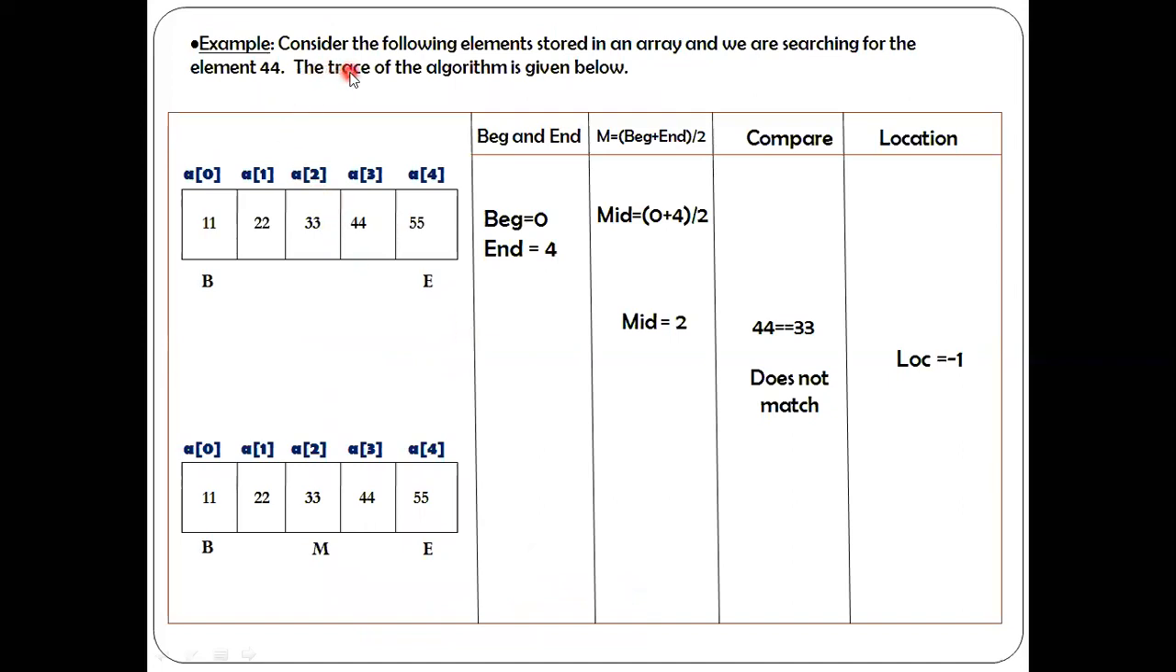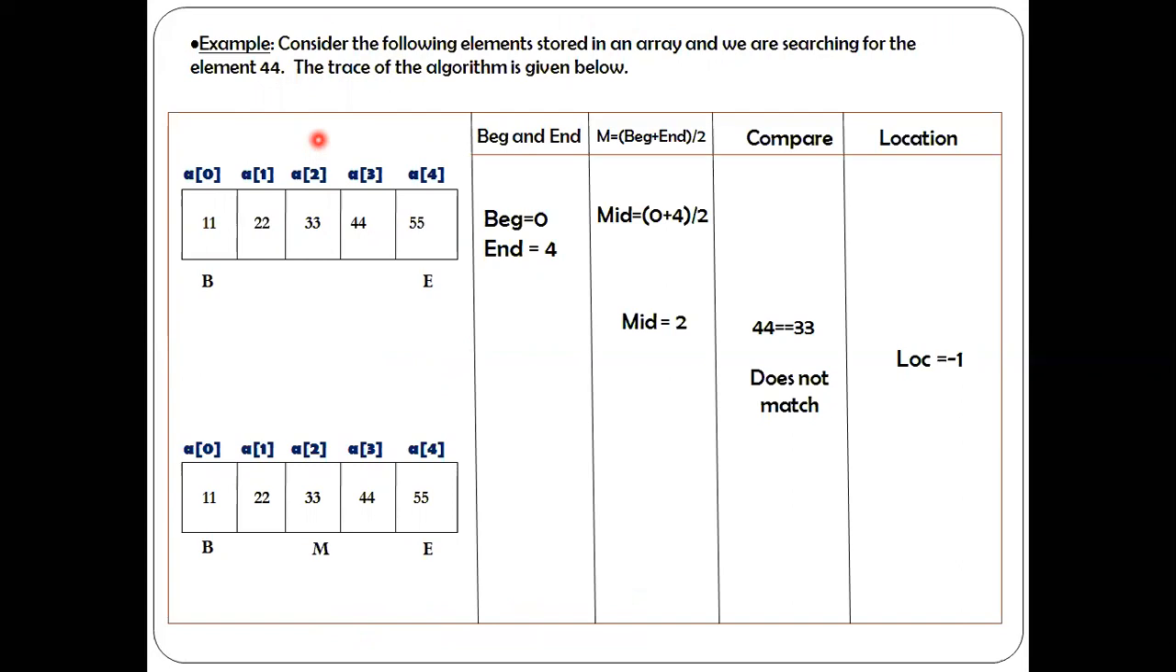Look at this example. Consider the following elements stored in an array, and we are searching for the element 44. The value of n is 5, and 5 elements are stored. Look at this, the elements 11, 22, 33, 44 and 55. 5 elements were stored in consecutive locations. Now, among the 5 elements, I'm interested to search for an element called 44.